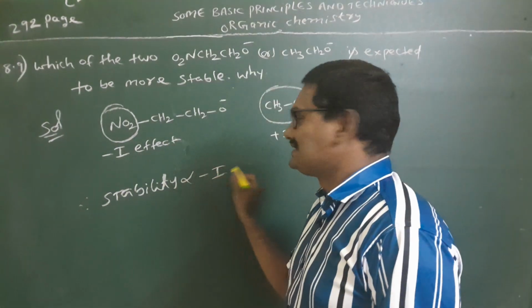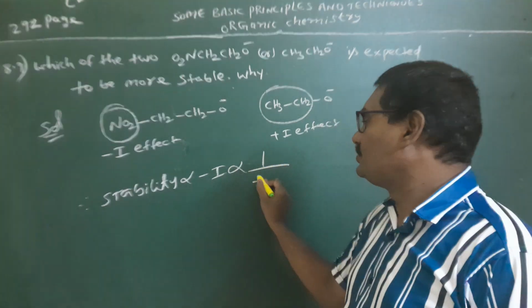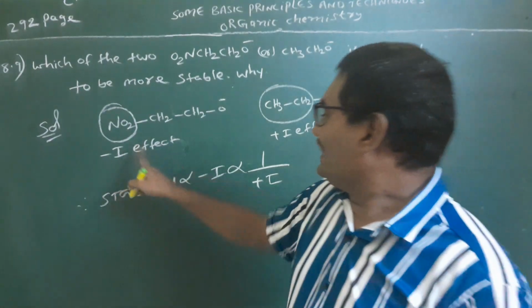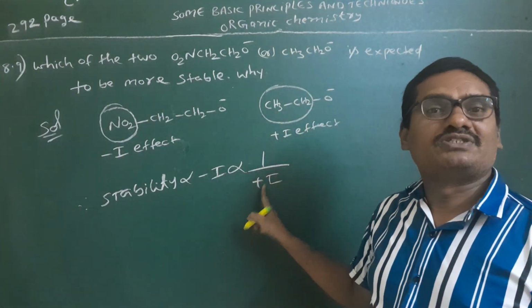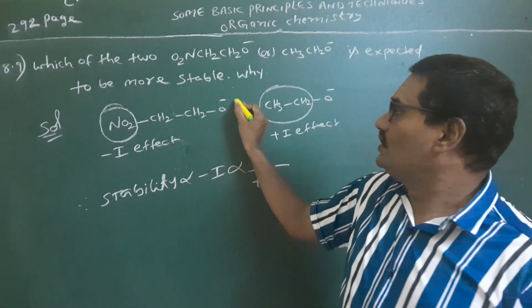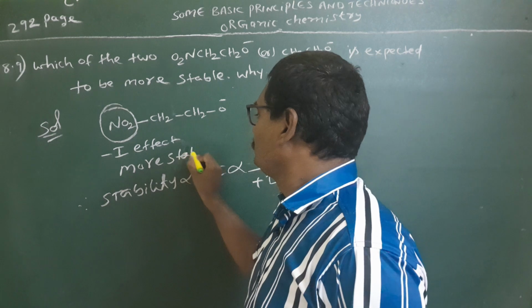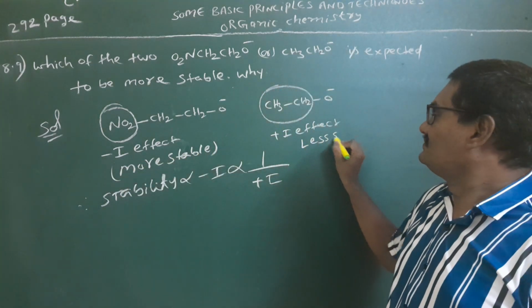So the stability is, therefore, directly proportional to the minus I effect and inversely proportional to the plus I effect. So the stability is directly proportional to minus I effect, inversely proportional to plus I effect. So this one is the more stable, and this one is the less stable.